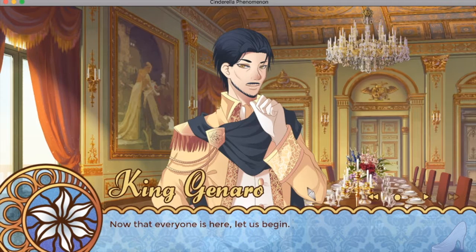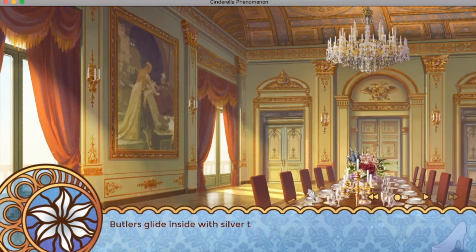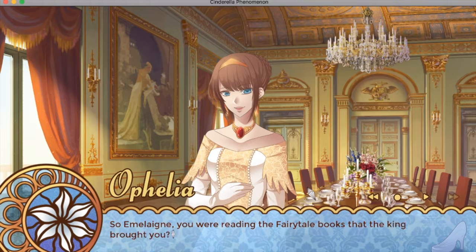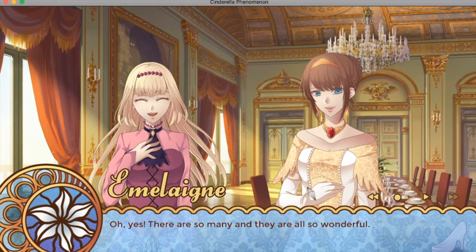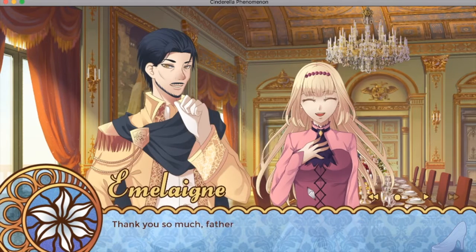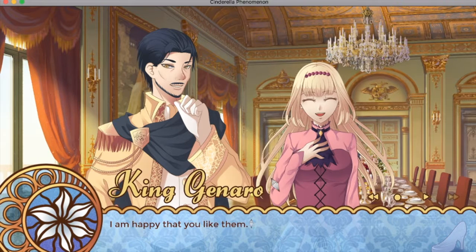Now that everyone is here, let us begin. Butlers glide inside with silver trays to carefully serve us breakfast. So, Evangeline, you were reading the fairy tale books that the king brought for you? Oh yes! There's so many and they are all so wonderful! Thank you. Oh. I was about to do his voice. Thank you, father. Thank you so much, father. I am happy that you like them.